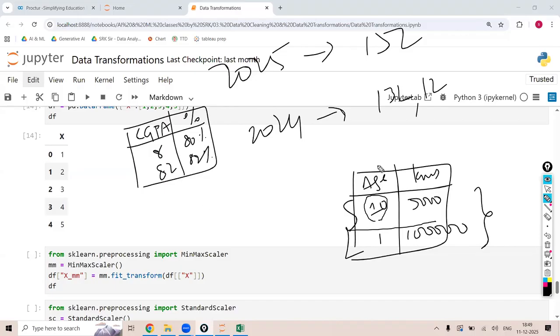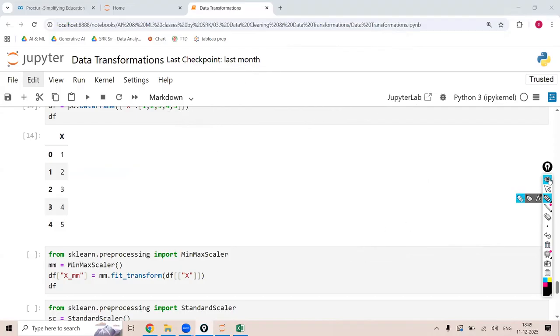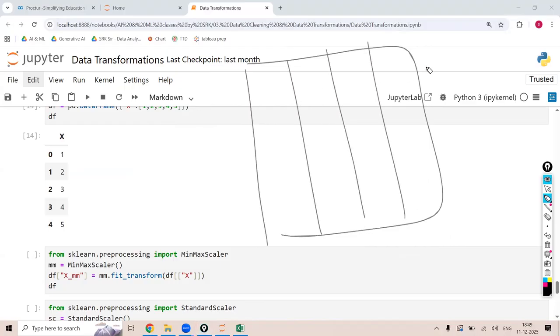Now, when we have a certain data set, there will be some data sets where numerical columns will be available. Assume this is a numerical column with some numbers inside. There is one more numerical column with numbers, and one more numerical column with numbers. Like this, you have multiple numerical columns. Of course, categorical columns are also there. Particularly in the numerical columns, one numerical column has big numbers and one numerical column has small numbers.